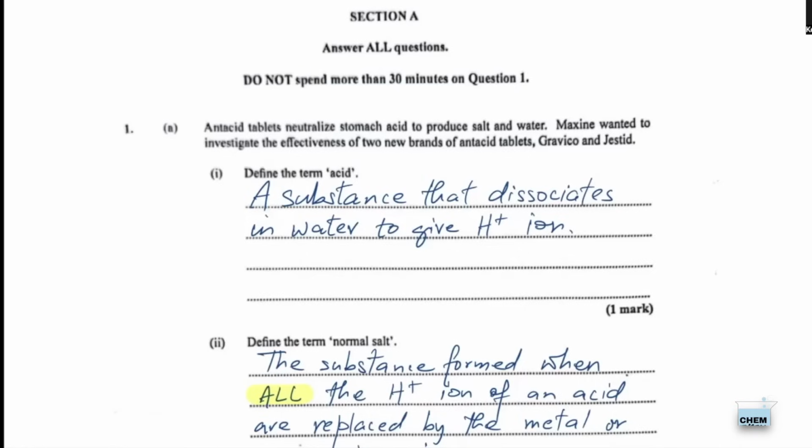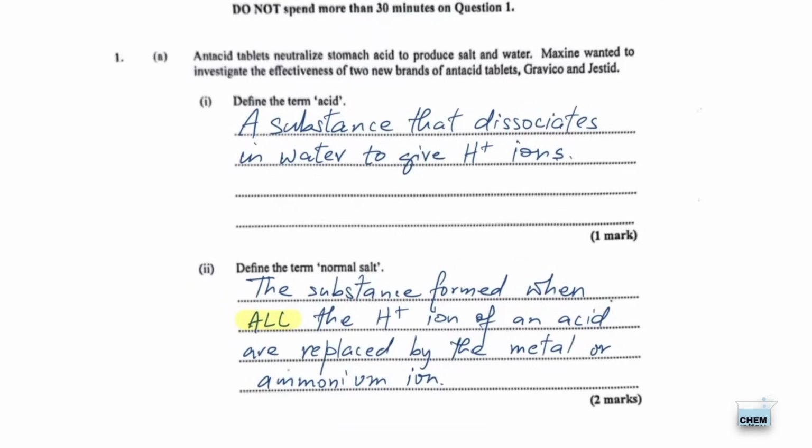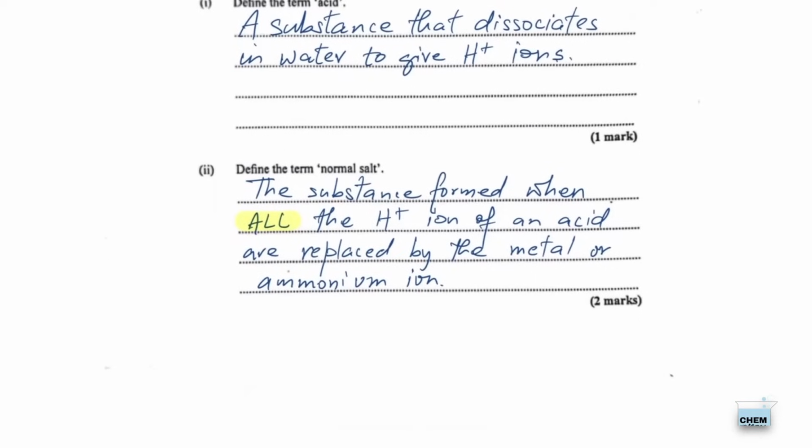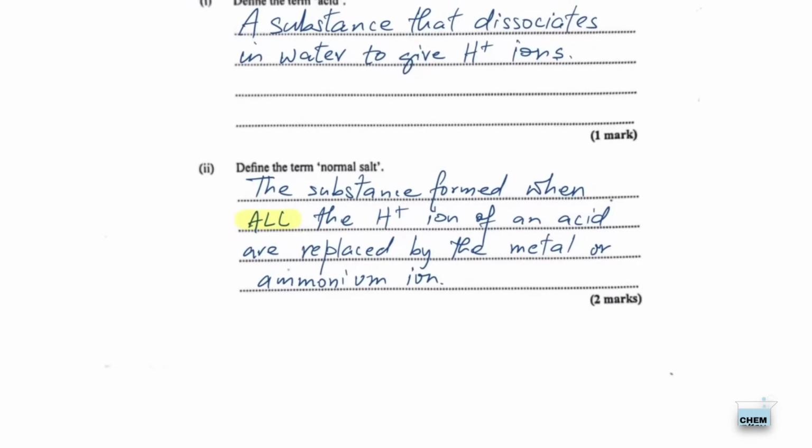We're to define the term acid here, and an acid is a substance that dissociates or ionizes in water to give H plus ion. All right, so H plus ion is the only positive ion that is produced as a result of that ionization. We're now to define the term normal salt. So a normal salt is a substance formed when all, and the key word here is all, the H plus ions of an acid are replaced by the metal or ammonium ion.